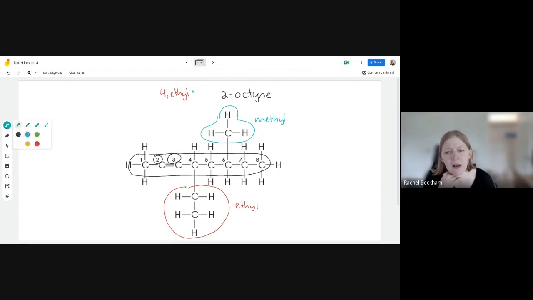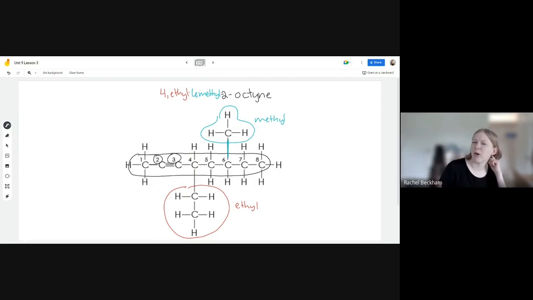And then 6-methyl. 6, comma. That's supposed to be a comma right there. Because it's coming off of carbon 6 right there. And then I think there are dashes in between, but it should look something like this. 4-ethyl, 6-methyl, 2-octyne for the name of that.